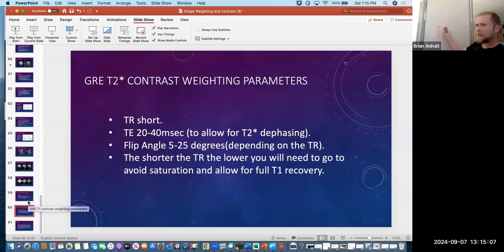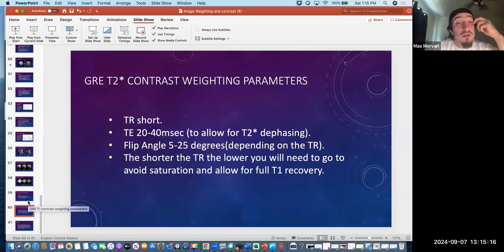Take this exact one right here and make it a T1 weighted now. T1 weighted. So for the T1 weighted, we would have to increase the flip angle between 70 or 90.